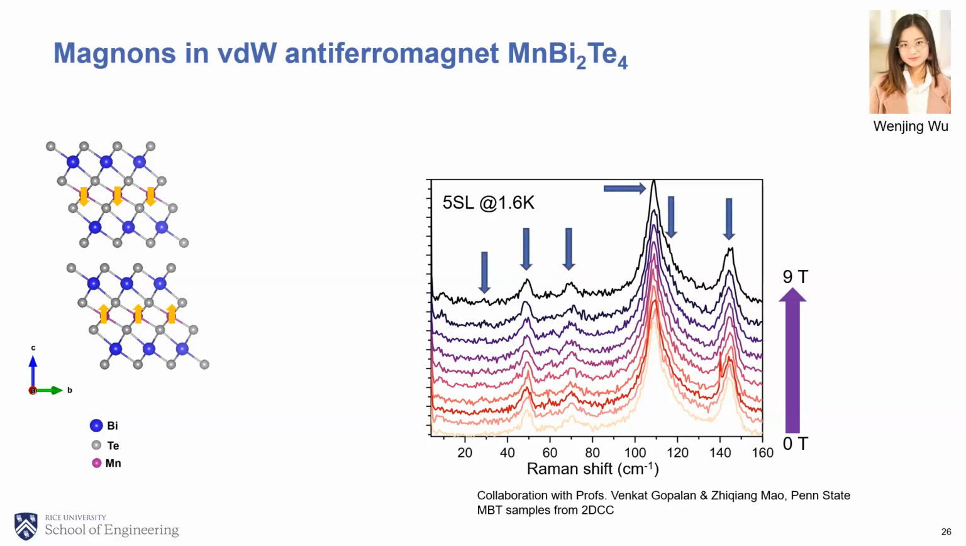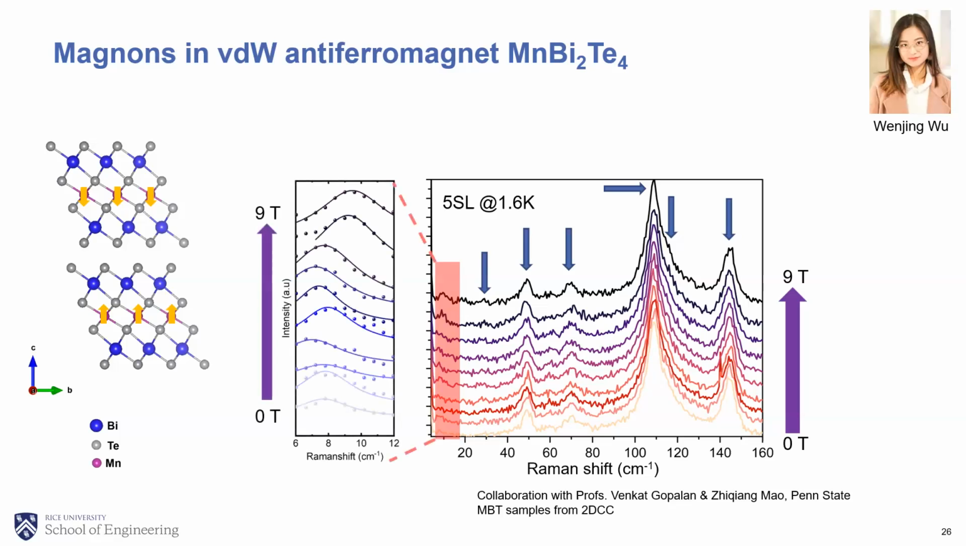If you focus on these peaks, you can see that when we apply magnetic fields, there's not much going on. These peaks do not change. However, if you focus on this very small frequency range, you can see these peaks change a lot in frequency with the applied magnetic field. For example, you can see here a big change of the frequency for these low frequency Raman modes. And this shows that these modes are actually magnons rather than phonons.